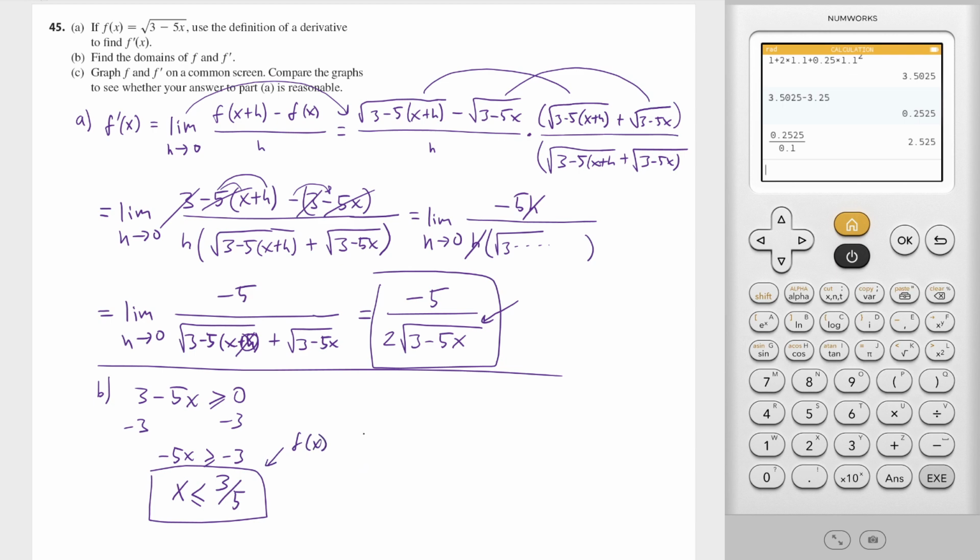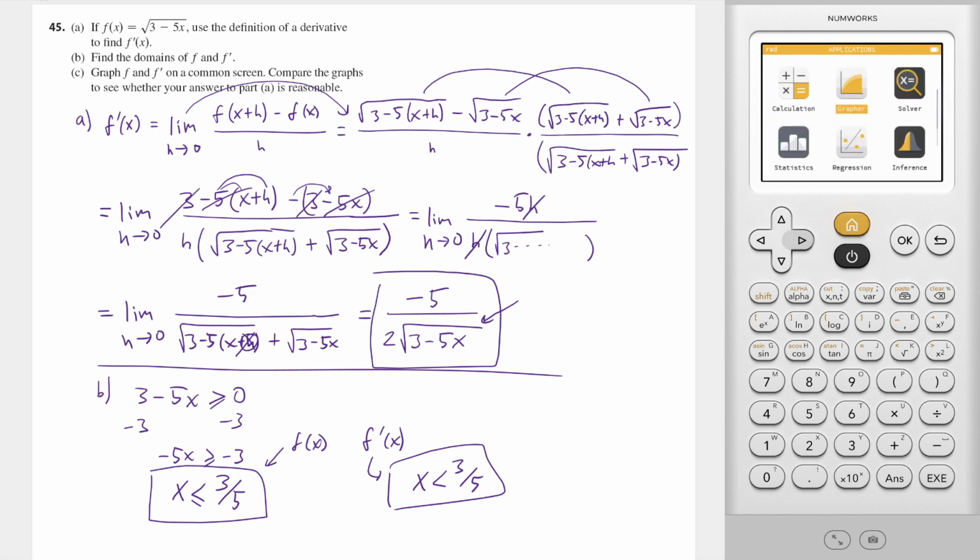For f prime of x, the domain should be x is less than 3 over 5. Okay, so that's for f prime of x, because that way I avoid having the 0 in the denominator. And part C says go ahead and graph these functions. Let's go ahead and do that.